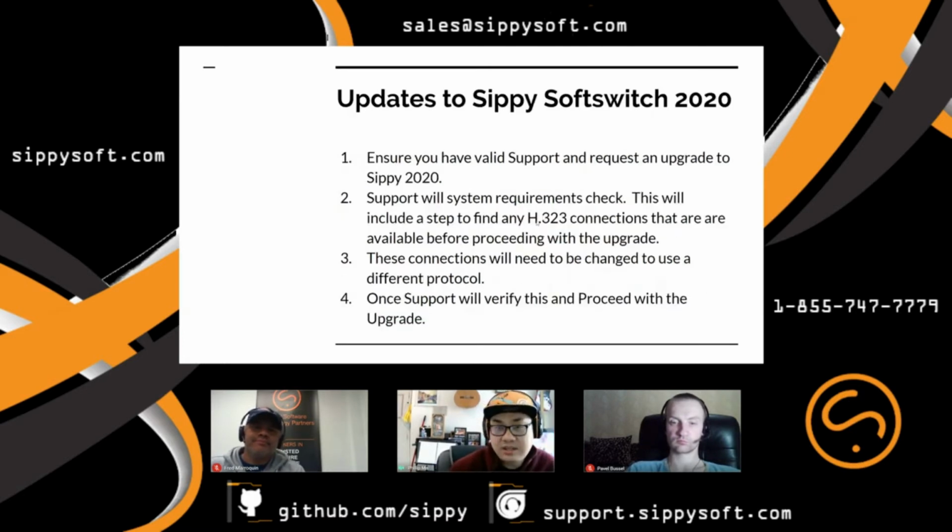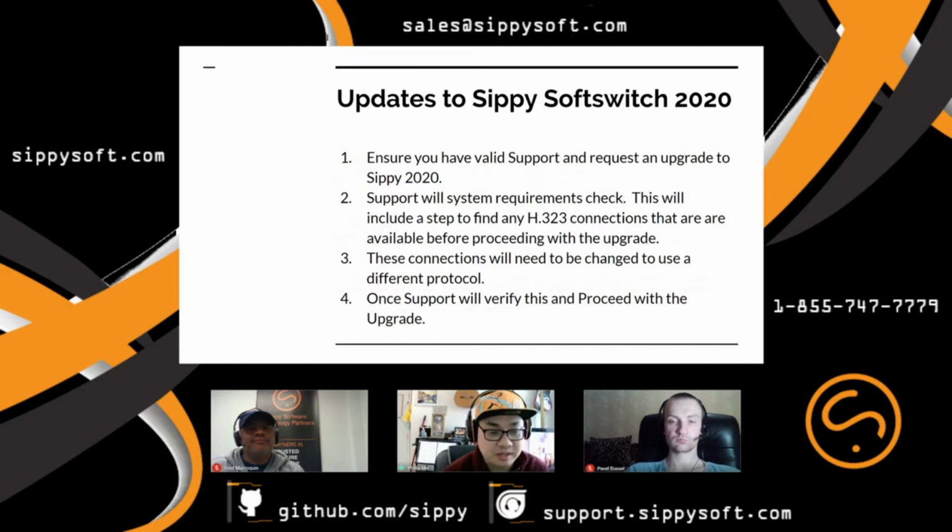And to give you an idea of what will happen when it comes to your time to upgrade your system, first we'll check to see whether or not you even qualify for an upgrade. So you'll submit your request in, and then we'll run through a check. Are you supported? Are you qualified to get the next version? And then we'll check the actual system for a number of different requirements. One of them will include a step to check for active H.323 vendor connections and authentication rules. And if we find any, we'll let you know.